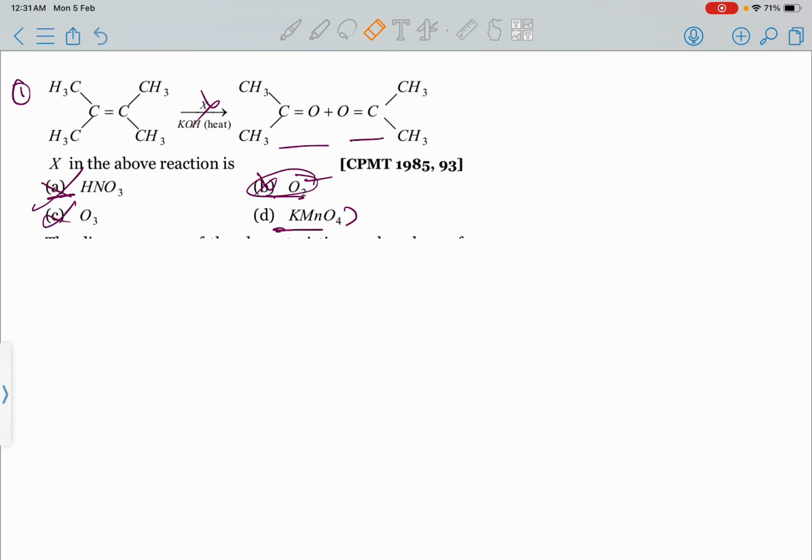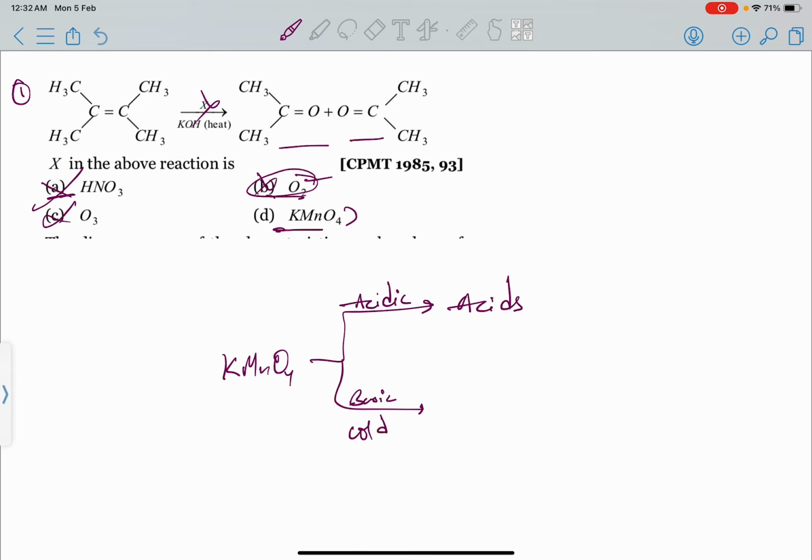Come, let's see what's the concept here. Now see KMnO4, which is known as potassium permanganate. We have two important reactions of that in our syllabus. One is acidic and one is basic. Acidic reaction: KMnO4 in acidic solution gives us acids. In basic solution, that too in cold basic solution, let's divide this.